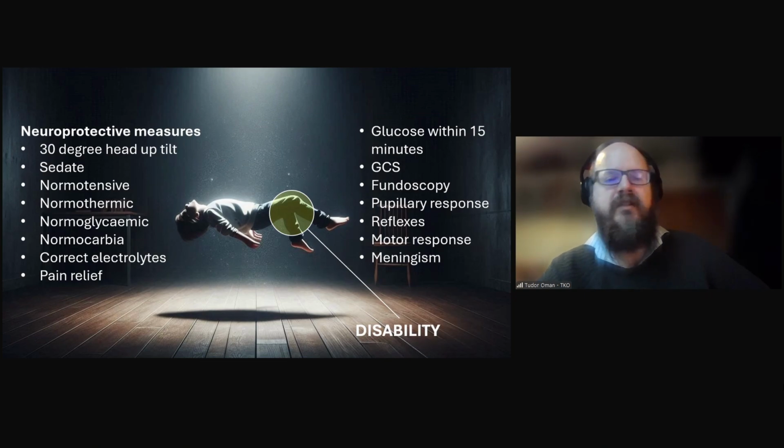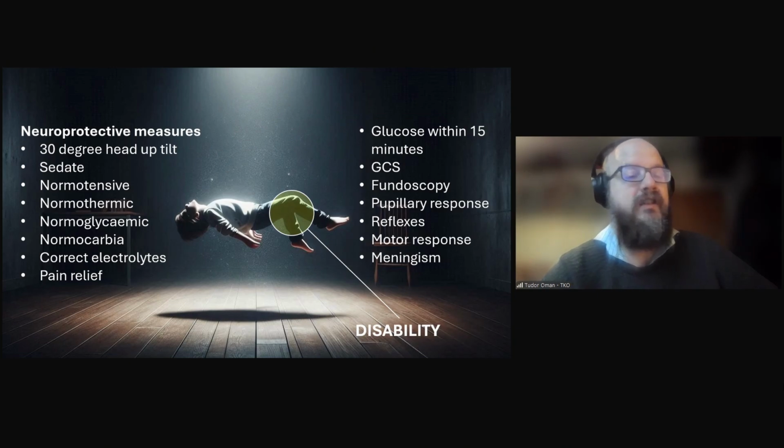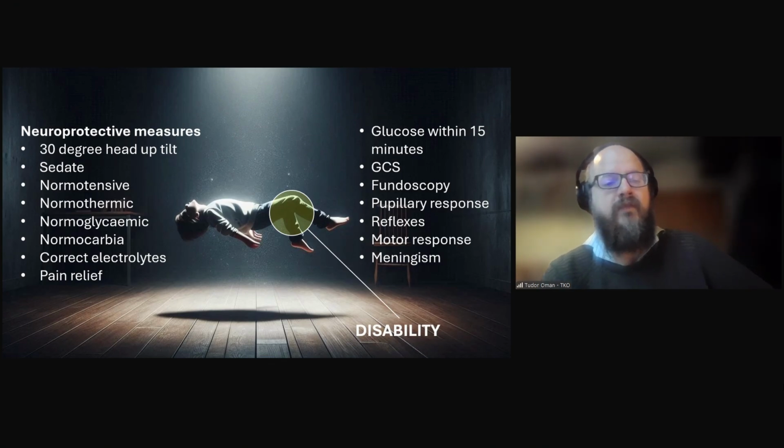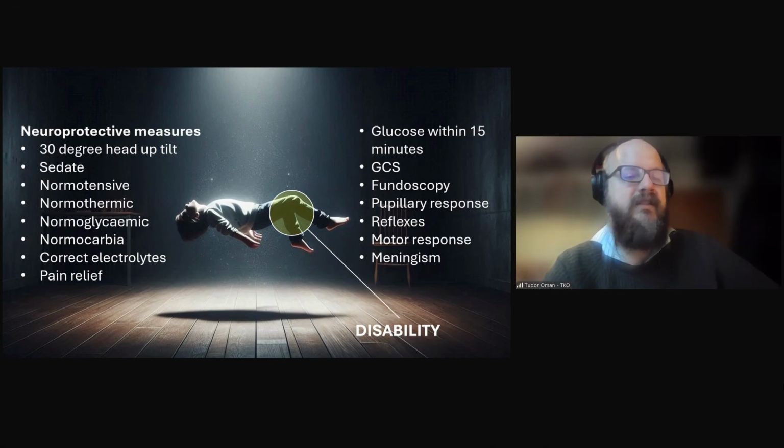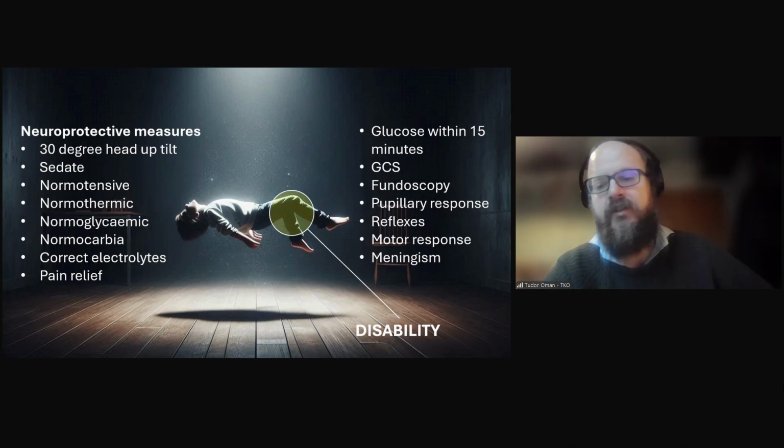The neuroprotective measures include a 30-degree head-up tilt to allow for reduced drainage of blood from the head, so the blood isn't pooling, like in this kid with his head flopped down. We're going to sedate him, give him some pain relief, stop him moving, reduce his metabolic demand. We're going to make him normotensive, normothermic, normoglycemic, normocarbia, and correct electrolytes and give him pain relief. There are some other factors, such as if you have a cervical collar on him, you may want to loosen that to allow for SVC drainage.